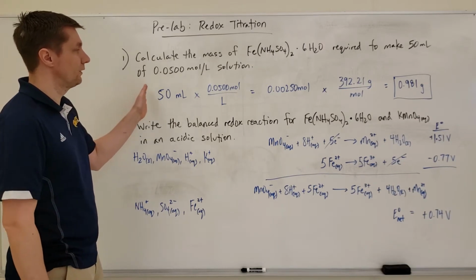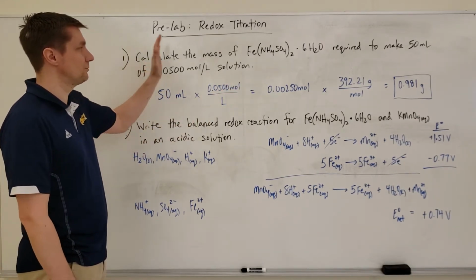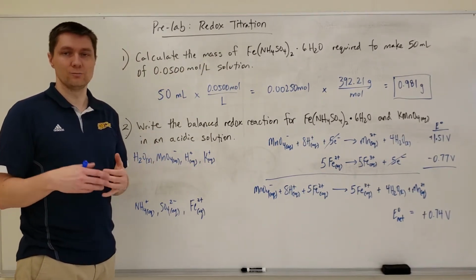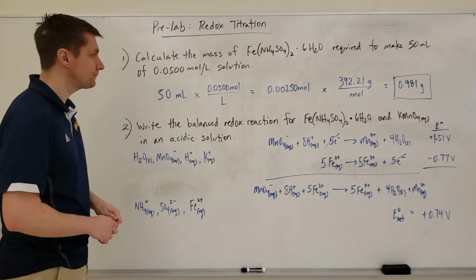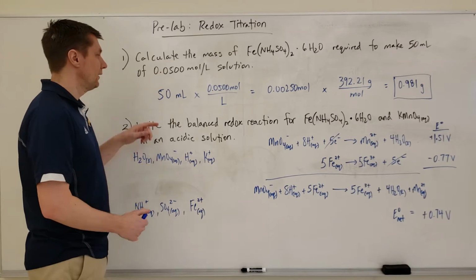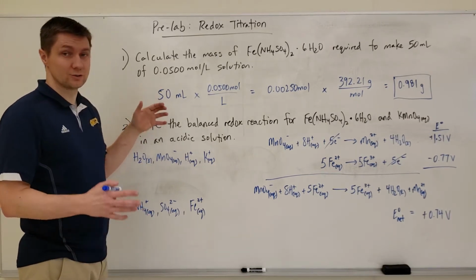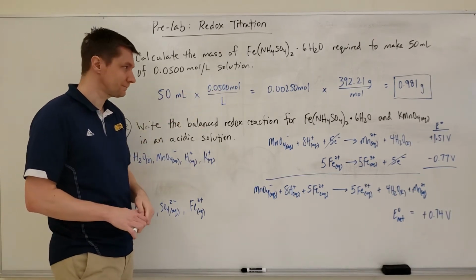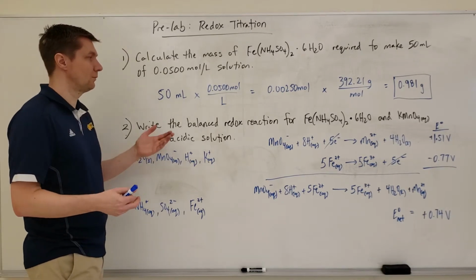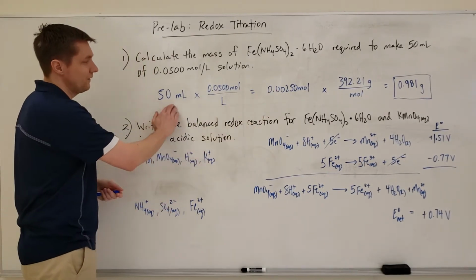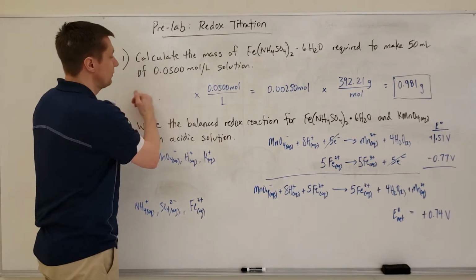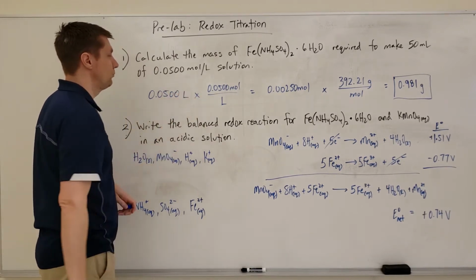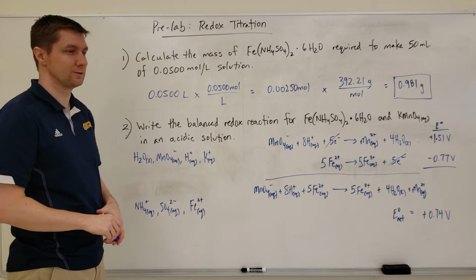The first thing I wanted to point out here is this question where you're calculating how much mass of the iron 2 ammonium sulfate hexahydrate you need in order to make the solution that the procedure talks about so that you can titrate that sample. Now, it says that you need a solution that's 50 milliliters in volume with a concentration of 0.0500 moles per liter. And in order to calculate how many moles I have here, I want to change this 50 milliliters into liters. So I'm going to erase that and put how many liters 50 milliliters is on the board.